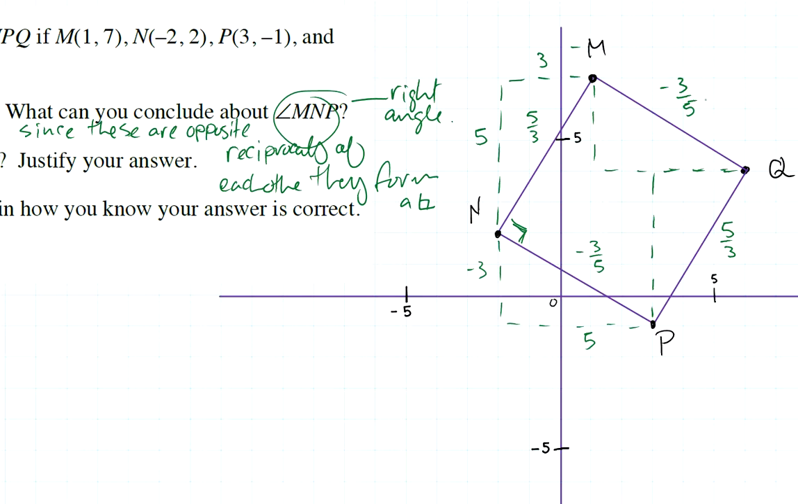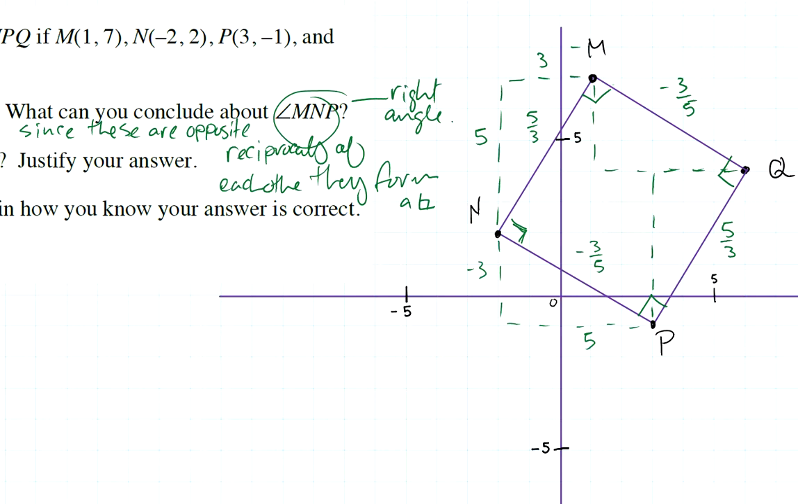If I look at the pairs of adjacent sides, you can see I've got negative 3/5 and 5/3. I've got negative 3/5 and 5/3. I've got negative 3/5 and 5/3. So it turns out all four of those angles are right angles.